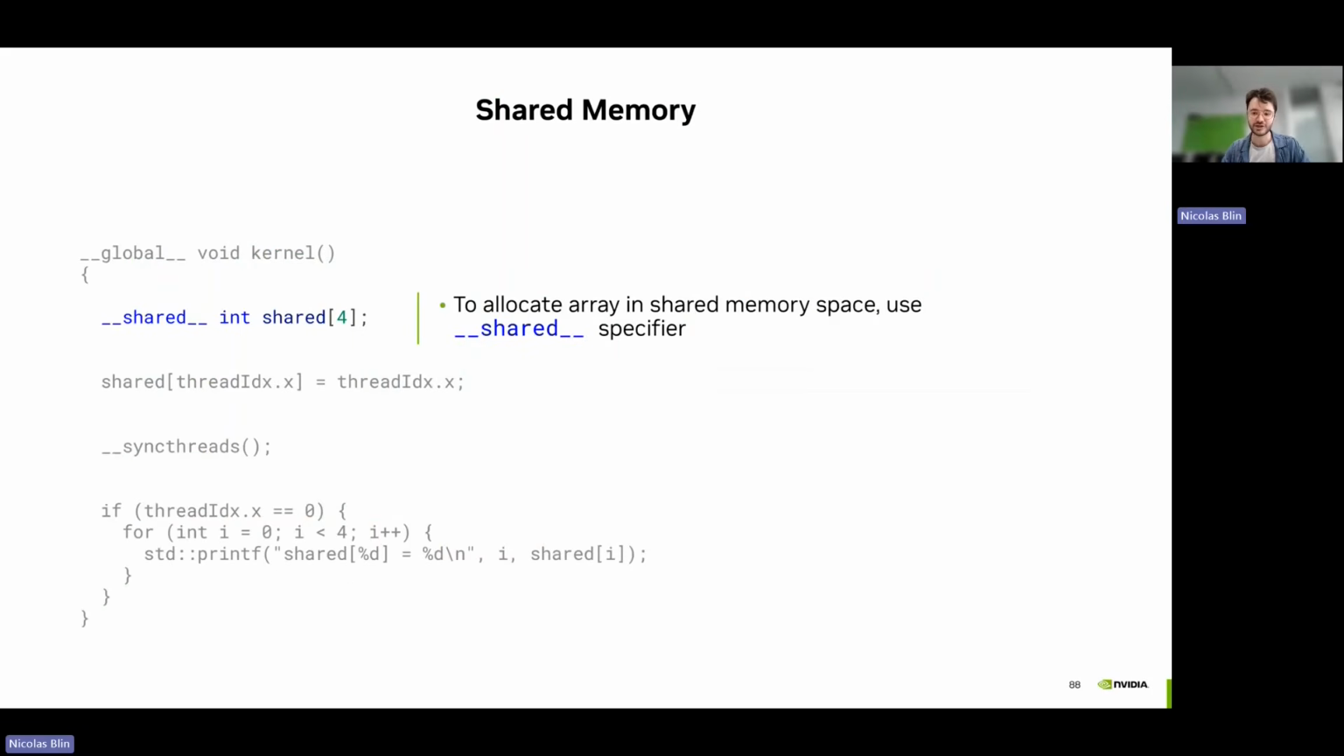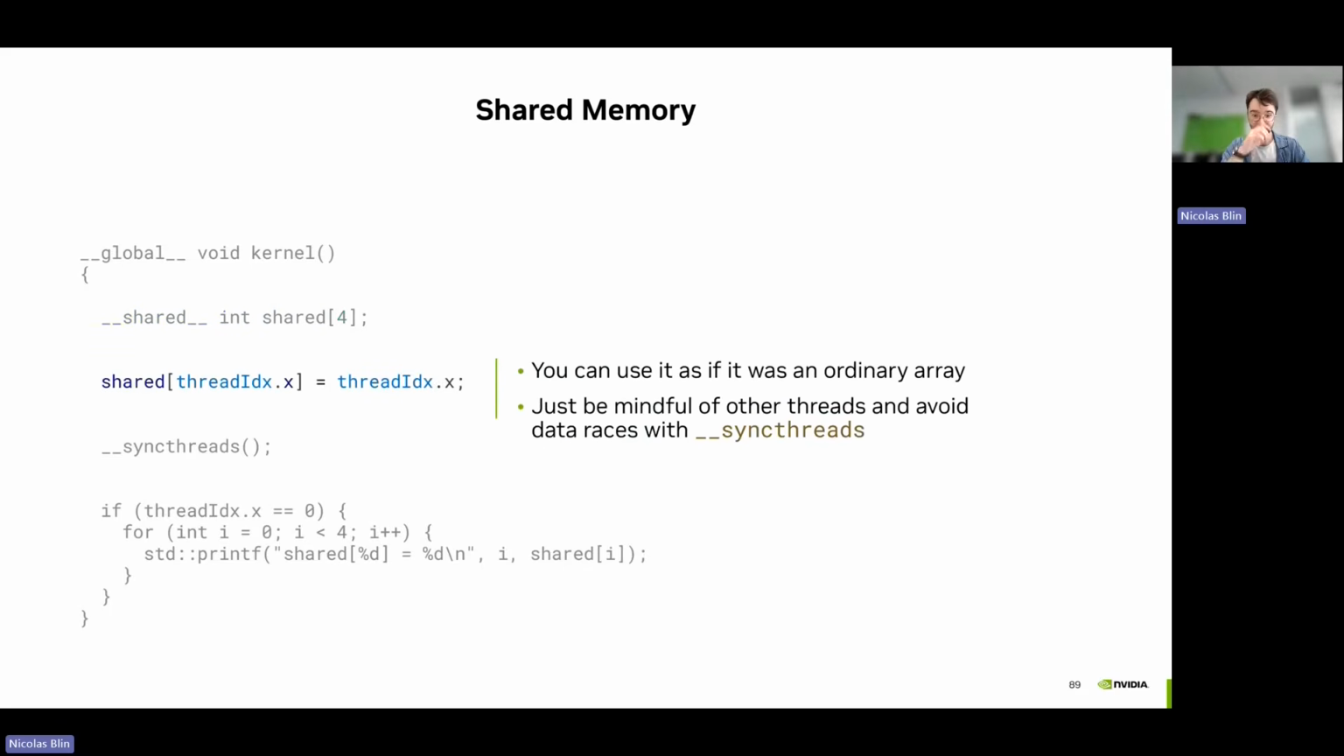If you want to allocate shared memory, you can just add the __shared__ specifier to a variable. In this example, we're just declaring an array of size 4, so 4 integers in shared memory. Unfortunately, variables in shared memory can't have non-trivial constructors. It can only be trivial types like int, float, etc.